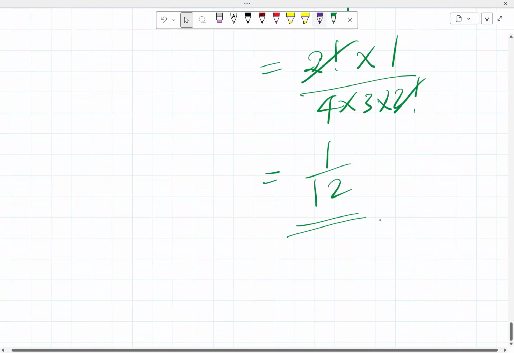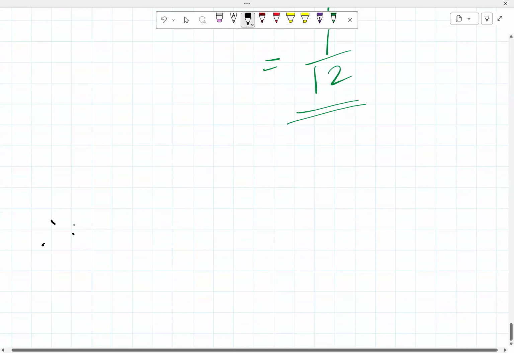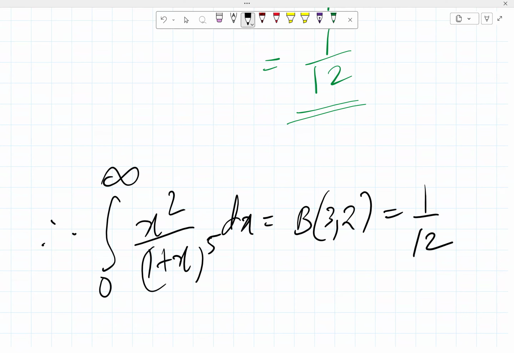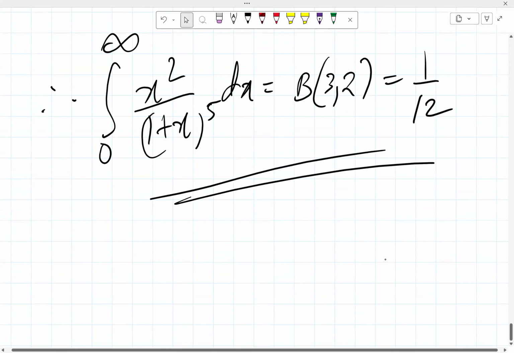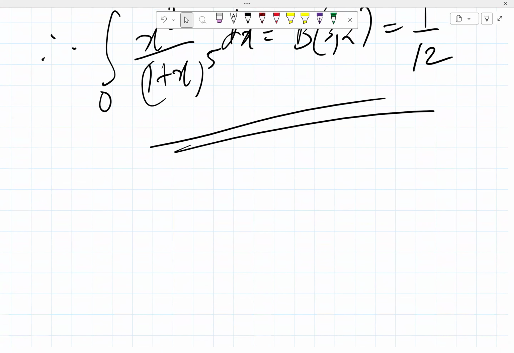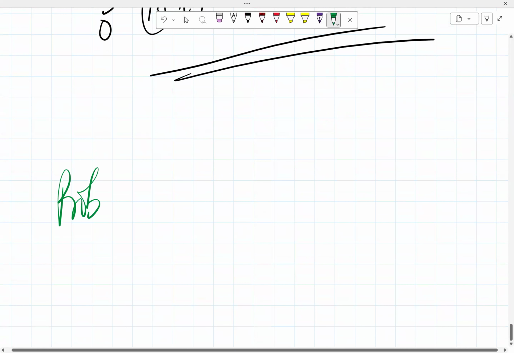So with that, we can say, therefore, the integral from 0 to infinity of x raised to power 2 all over 1 plus x raised to power 5 dx is simply beta 3 comma 2, which is 1 over 12. And that's it, using that identity. That's problem 8. Then we go for problem 9.